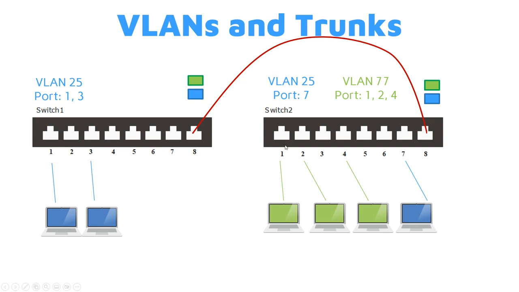Port number 1 can accept green messages only, yeah? Port 2 green and so on. Let me just put it here. So port number 1 over here, it's blue messages only. Blue messages only. Green, green, green and blue. Now we go back here. We can see blue means VLAN 25. It's just a number. Anything you want to go for, 25 or 277, it's up to you. It's just a number. Something that allows you to group these devices.